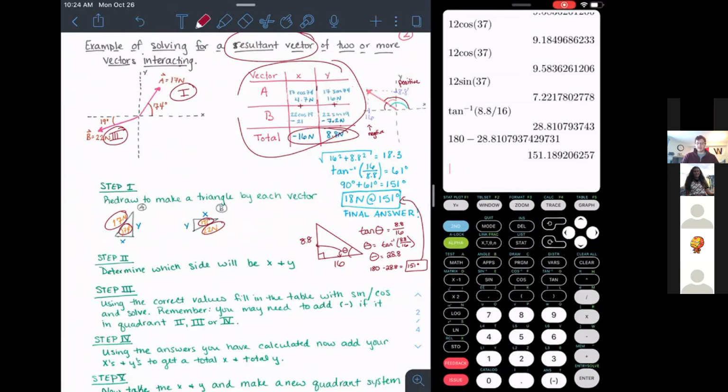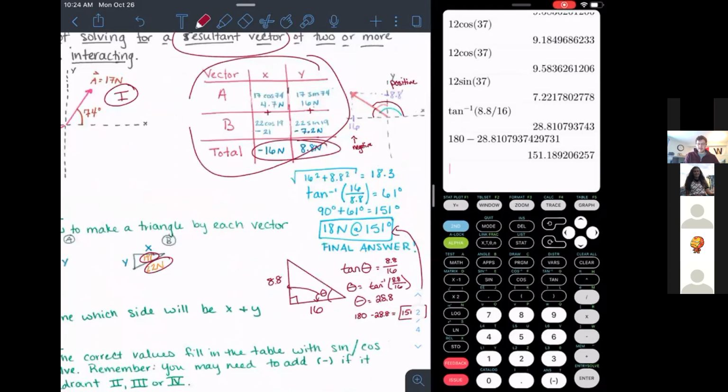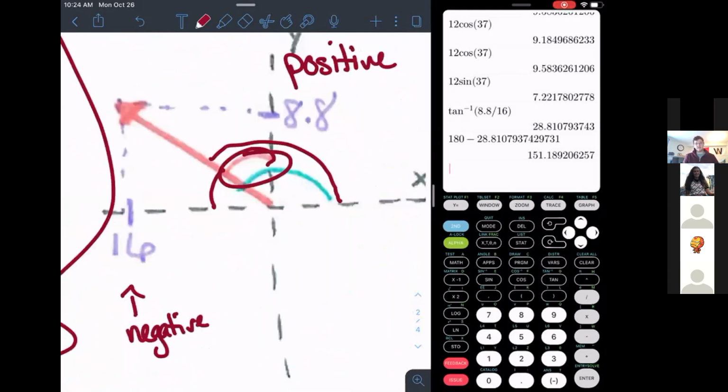All right, real quick, they did it the opposite way. So they found this angle right here first, and so their triangle was drawn the opposite way, which is why they added 90. So you just need to figure out where your angle is going to be, and then either you're adding 90 or you're going to subtract from 180. So you have that choice whether you want to do 180 minus your value or 90 plus your value. It is up to you.